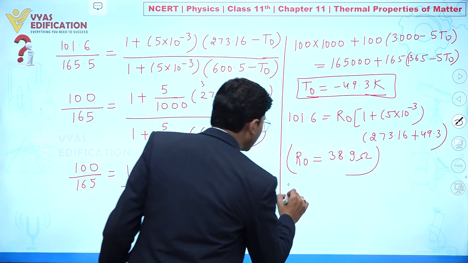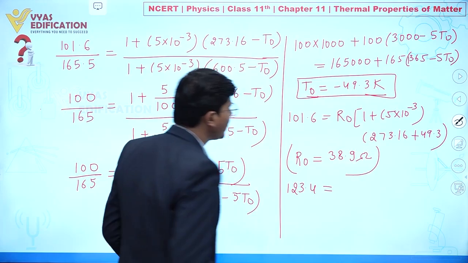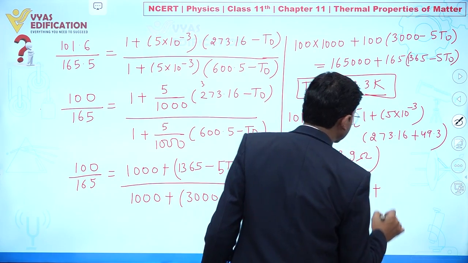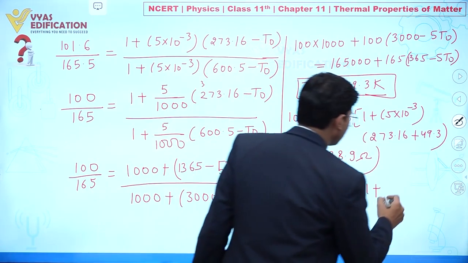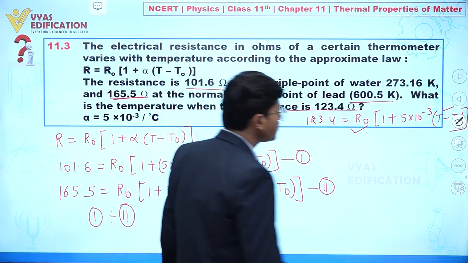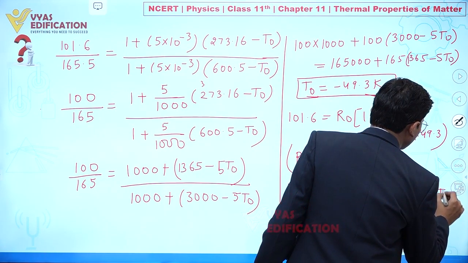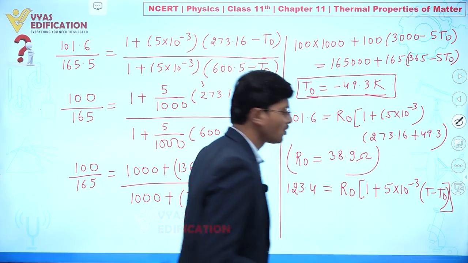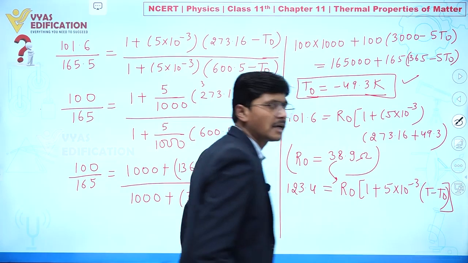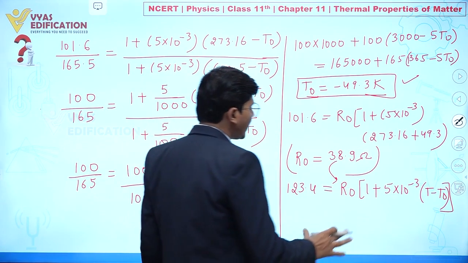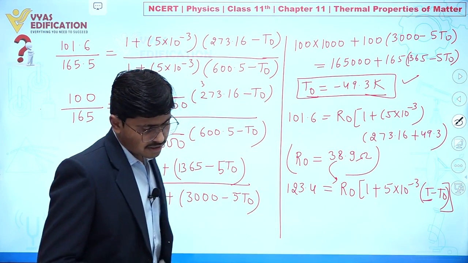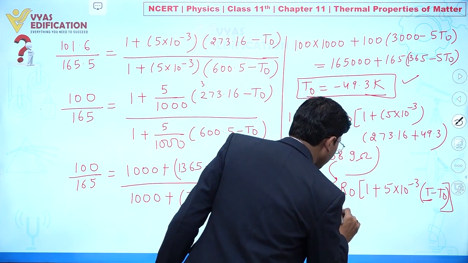So I can write 123.4. This should be equal to R naught 1 plus 5 into 10 to the power minus 3, and this is T minus T naught, and now you can put value of R naught and T naught. Clear? R naught value we have 38.9 and value of T naught you can put, this is minus 49.3 Kelvin. Clear? So if you write and then solve it, you will find value of temperature T.